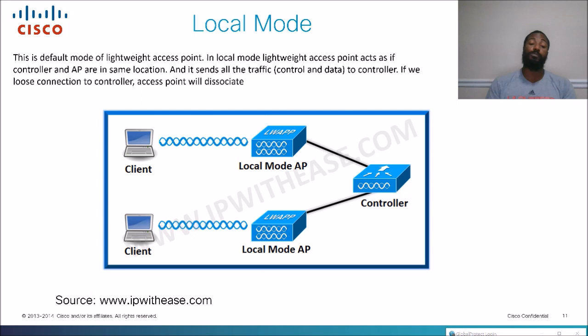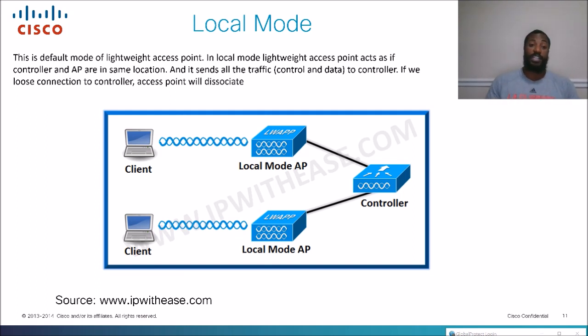So first is local mode. This is the default mode. This is one you're probably most familiar with, a lightweight access point. It acts as if the controller and the AP are in the same location. Remember, they don't have to be in the same location, but it acts like it. And it sends all of the traffic, controlling data, to the controller.